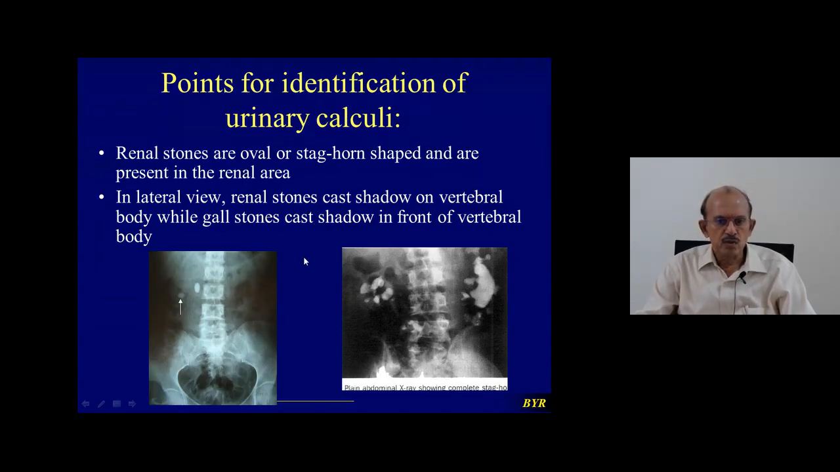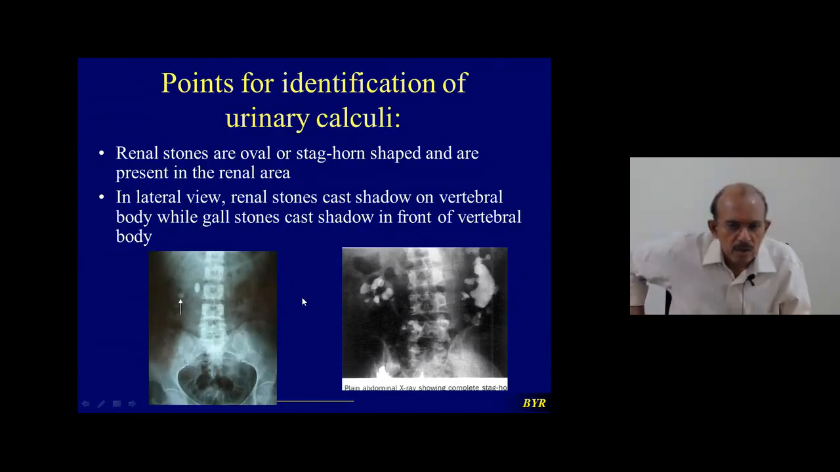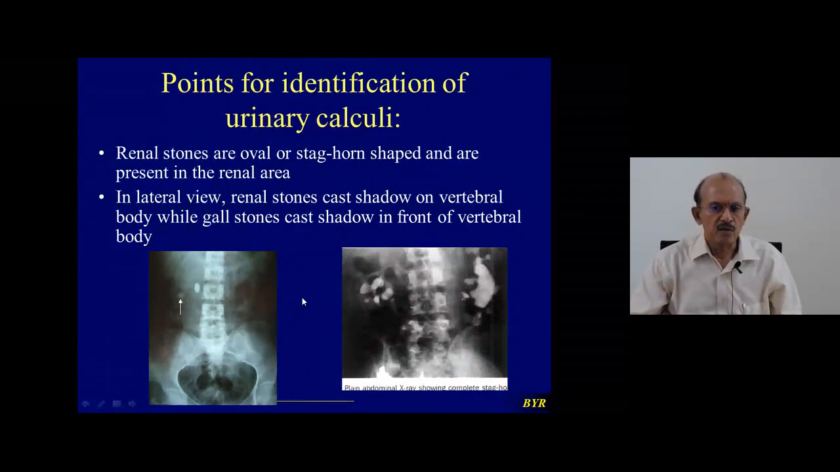So you can see here two stones or two radiopaque densities. One is circular, the other is oval. This oval one is longitudinally oval, situated between the tips of the transverse processes. That means the ureter runs along the tips of the transverse processes. So this is in the line of the ureter. We can consider this a ureteric stone, and this round one can be considered a stone situated in the kidney, or it may be a gallstone. So how to differentiate? Take a lateral view.